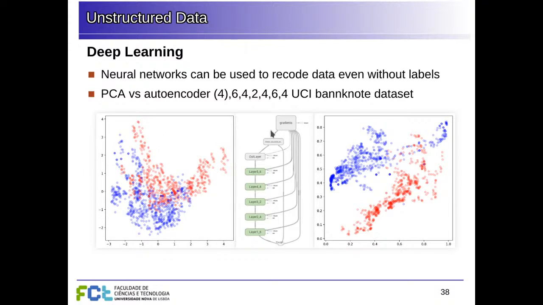One alternative is to use an autoencoder. So you have an input of 4 values. These are the original values of the banknotes. And this particular autoencoder I created using 6 neurons, then 4, 2, 4, 6, and then 4 neurons as output. So note that this is symmetrical. We have the same thing going out as we have going in.